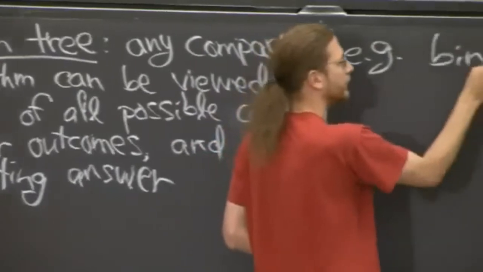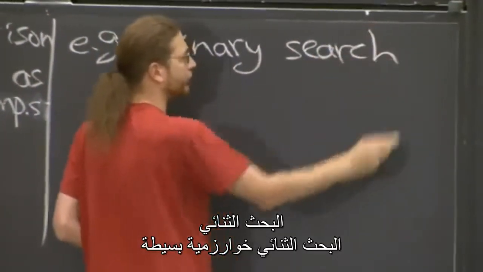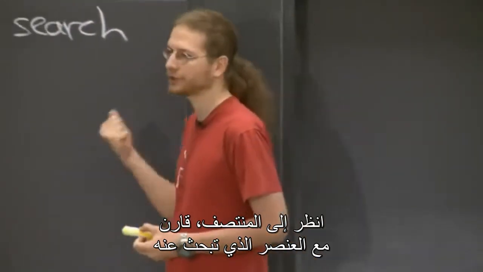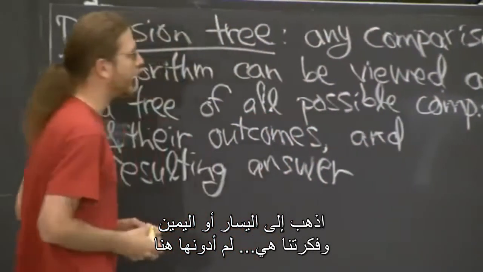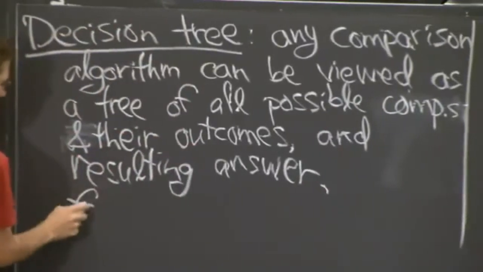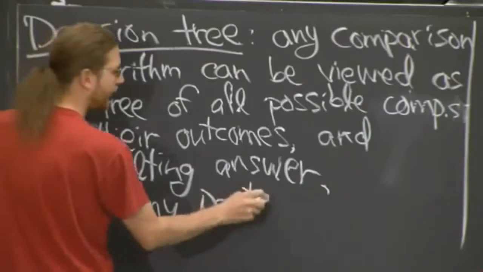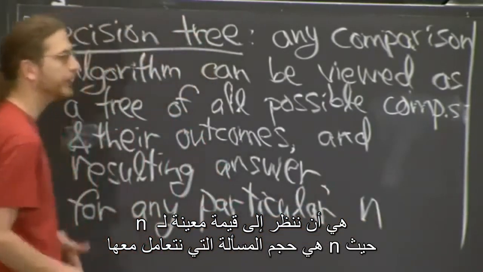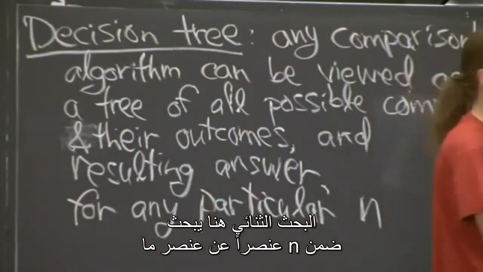So binary search. Binary search, simple algorithm. Look at the middle, compare it to the item you're searching for, go left or go right. And our idea, I didn't write it here, is to look at a particular value of n being the size of your problem. So binary search, you're searching among n items for another item.